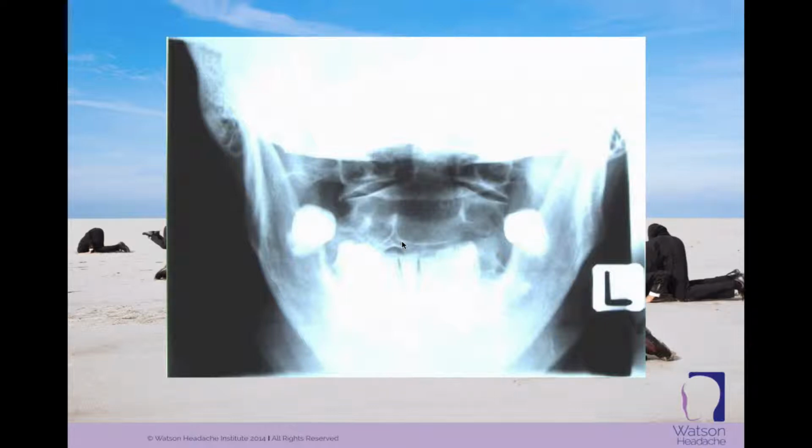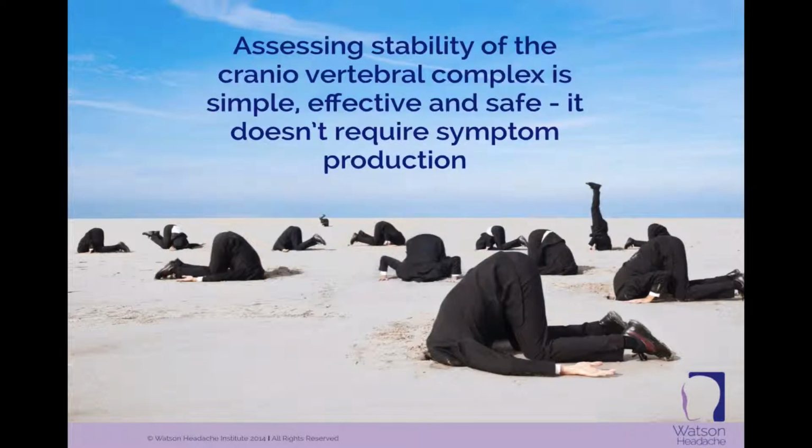Now, this is an example of a left alar ligament rupture, and this patient had also had left neck tongue syndrome, which is a sign of excessive rotation at C1-2, instability of C1-2 during right rotation. So assessing the stability of the craniovertebral complex is simple, it's effective and safe. It does not require symptom production.